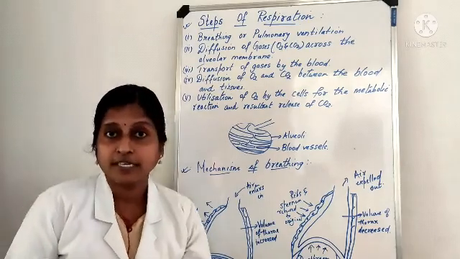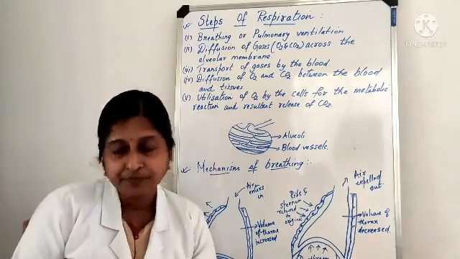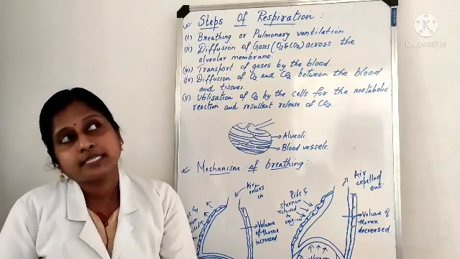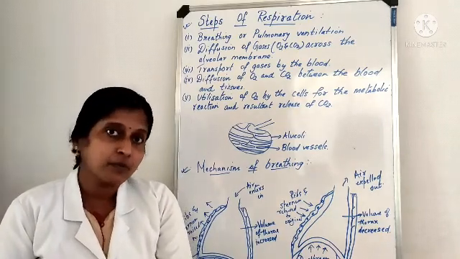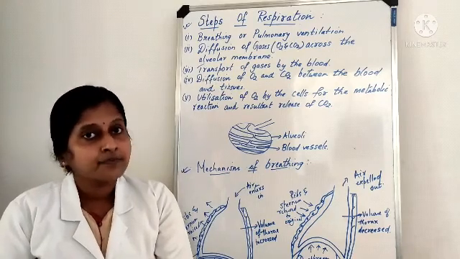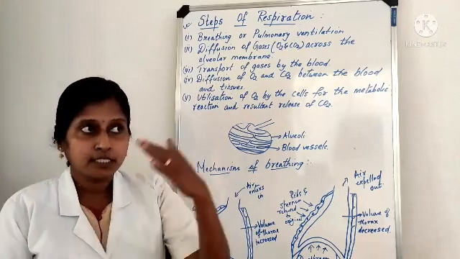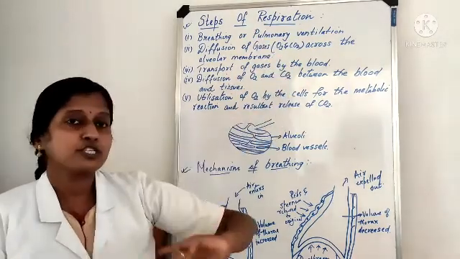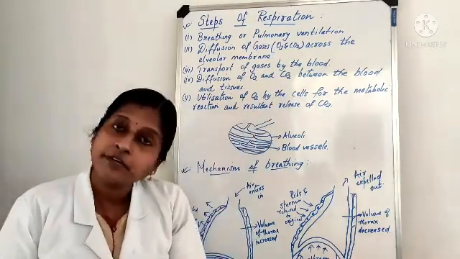In the last class we just started the chapter, and in that we discussed the human respiratory system, the main one, isn't it? So you need to practice the diagram for the same. That's what I said, right? Now we are going into the next topic, the steps of respiration. So what are the different steps involved in respiration?